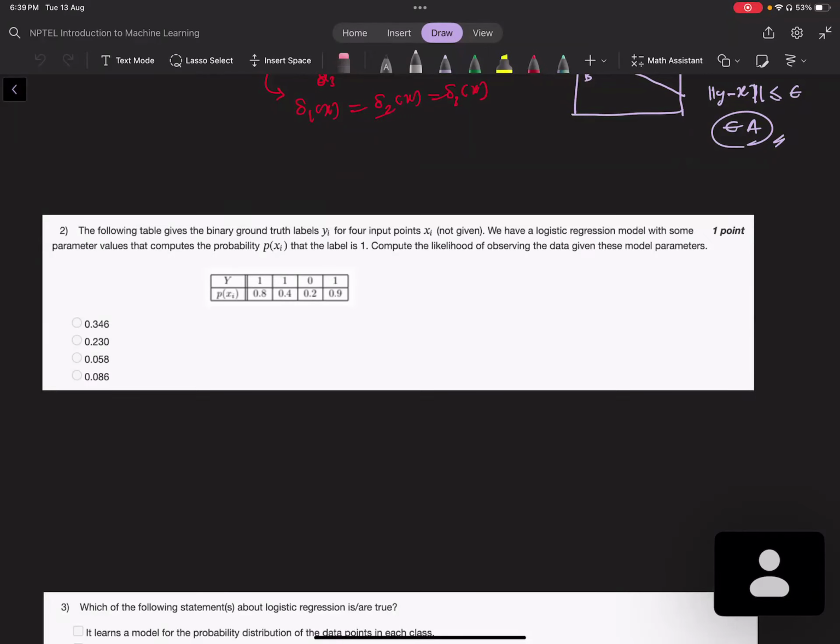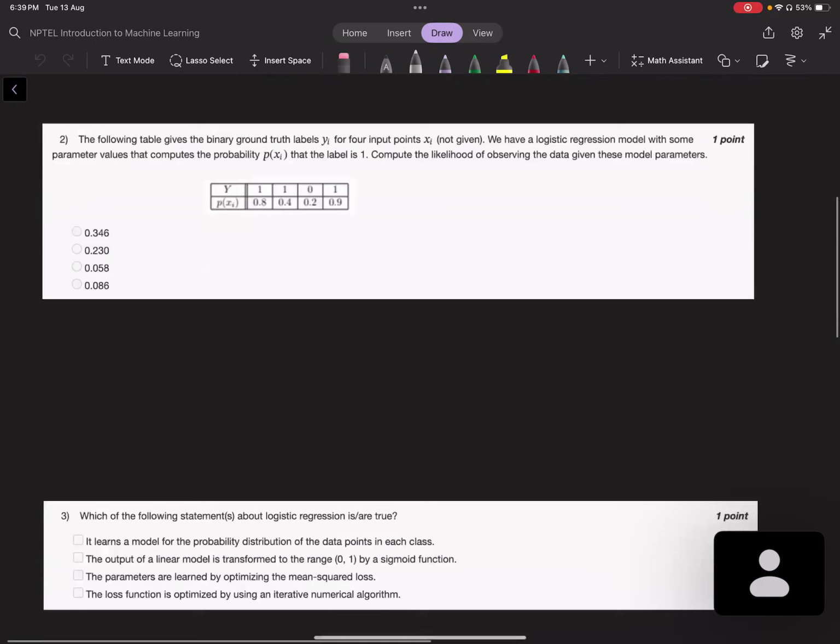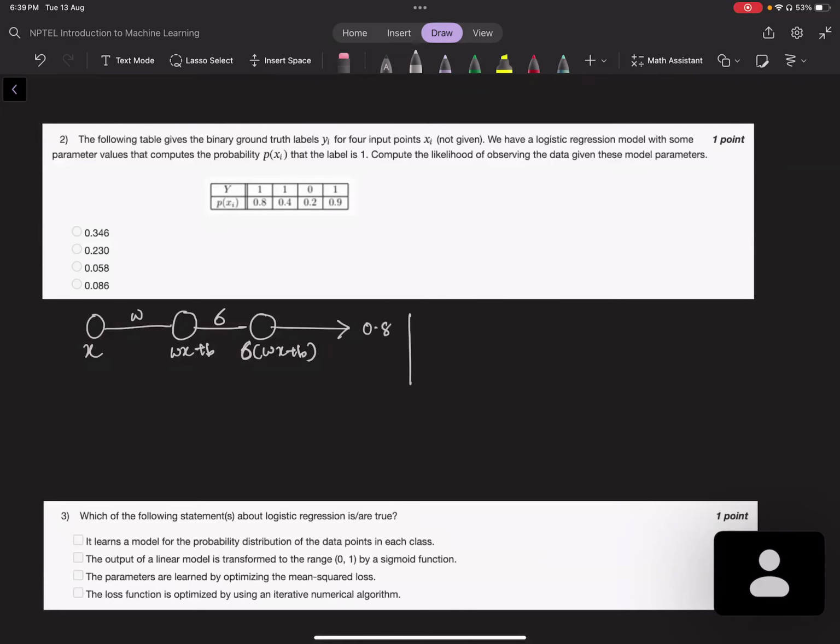Yeah, okay. So what the question is telling is, let's say you have a model like this. This is the input x, and there is some w. We have a logistic regression model. So here you are getting wx, and you are adding something, wx plus v, and we are getting this output. The output is, let's say, 0.8, while the actual y is 1. Then we are getting 0.4, actual y is 1, 0.2, actual y is 0, then 0.9, actual y is 1.